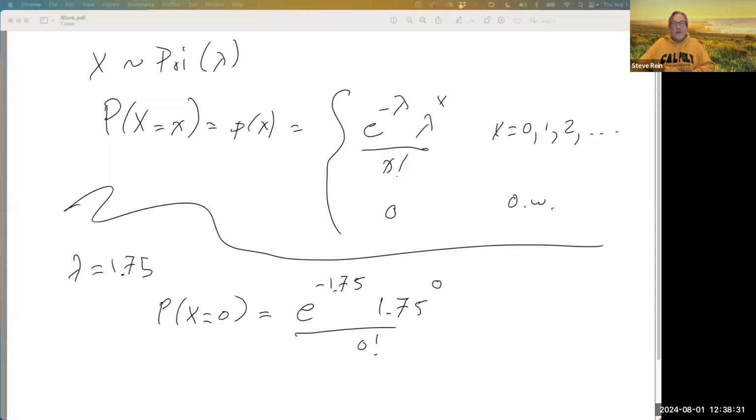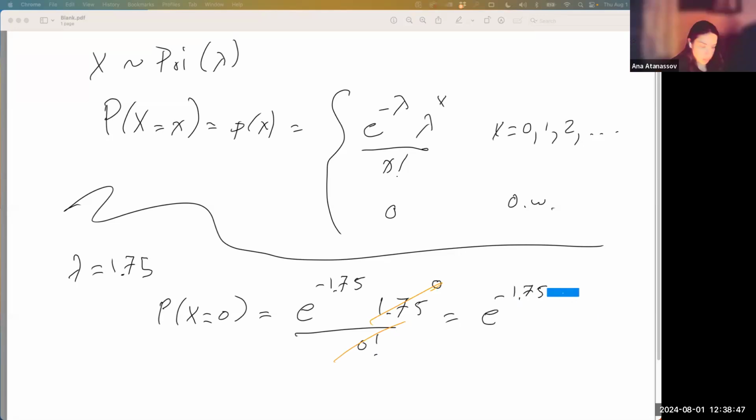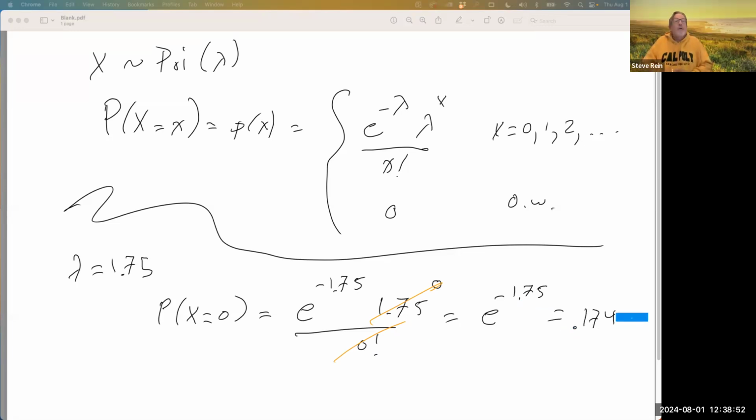And those last two terms drop off because, well, you know, math. So just cancel those out. There we go, and we have just e to the minus 1.75. I don't know what that is off the top of my head, but you could tell me. It's 0.174.